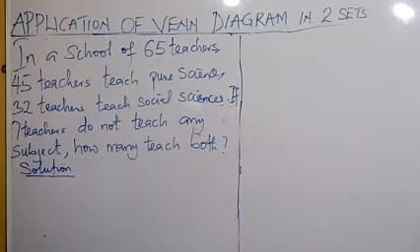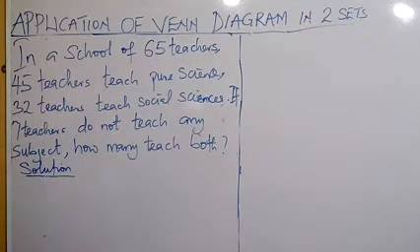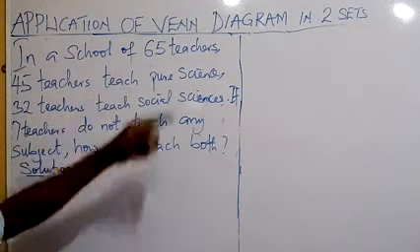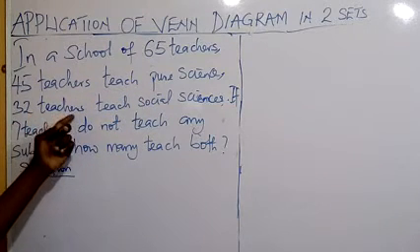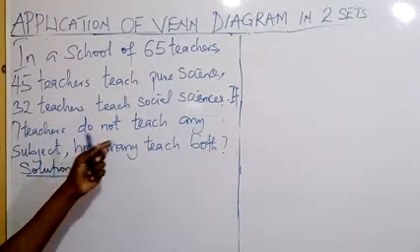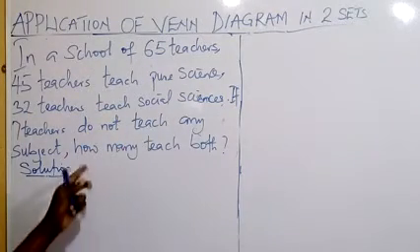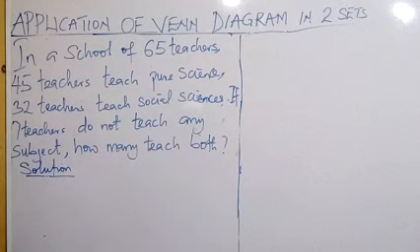Now, in a school of 65 teachers, 45 teachers teach pure science subject. 32 teachers teach social science. If 7 teachers do not teach any subject, how many teach both? In this situation, the first thing you need to do is to create a table for this information. Let's do it together.